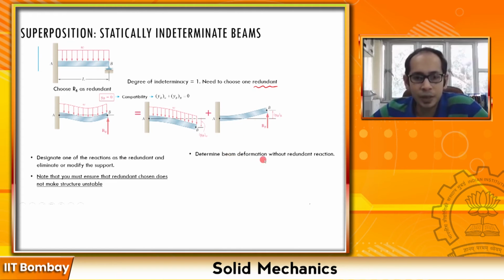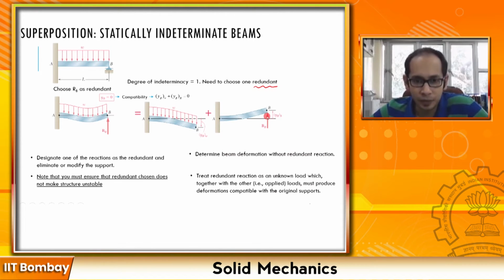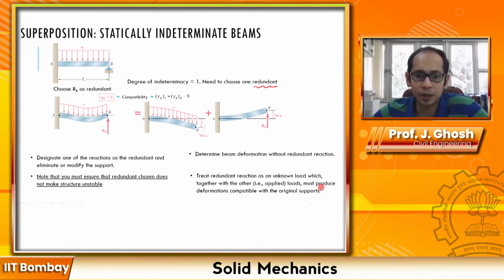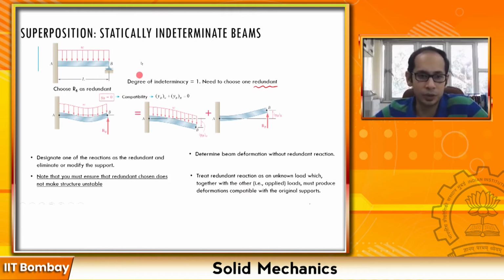Now that we have that, you determine the beam deflections without the redundant, then you find the deflection using this redundant as well, then you add those two together and you use the compatibility over here. So the final deformation must produce deformations compatible with the original support. This is what we have used: the sum of these two deformations is compatible with this deformation over here, which is equal to 0 in this particular case.